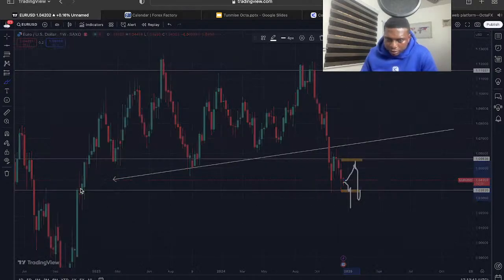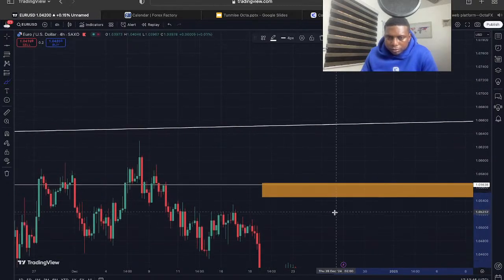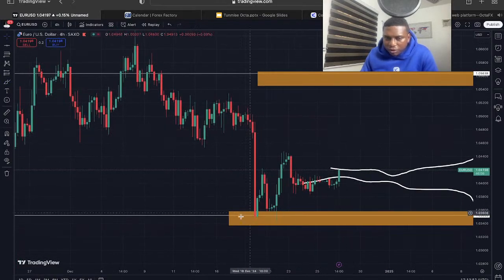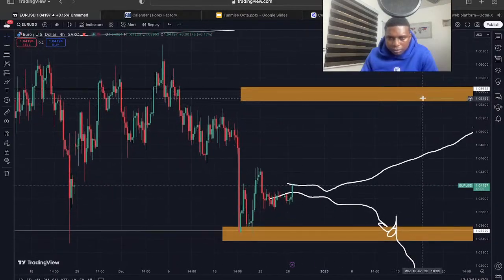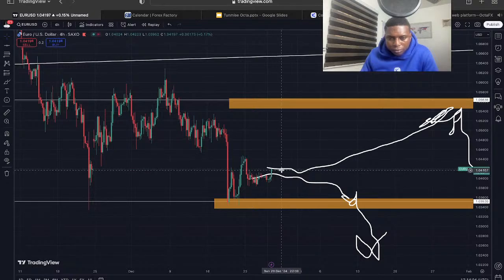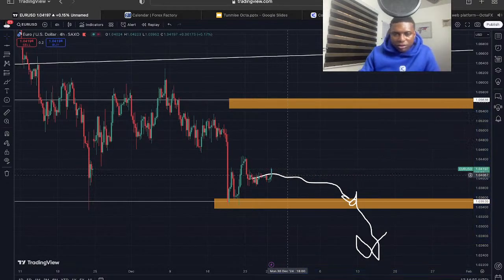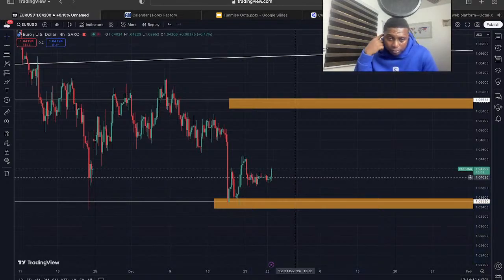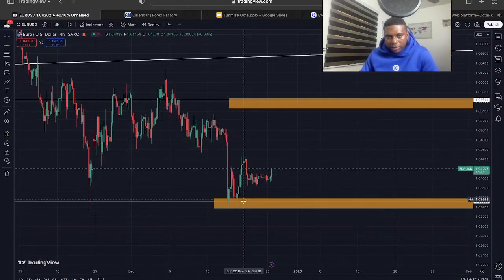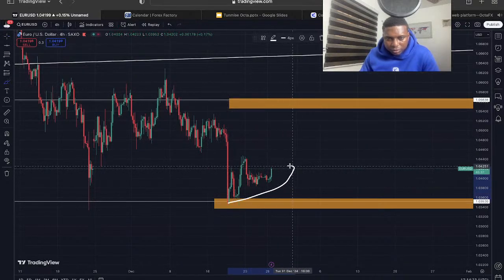So let's go down to the 4 hours. If we look at this on the 4 hours time frame, this is more like price accumulating at this level, and then falling down further.